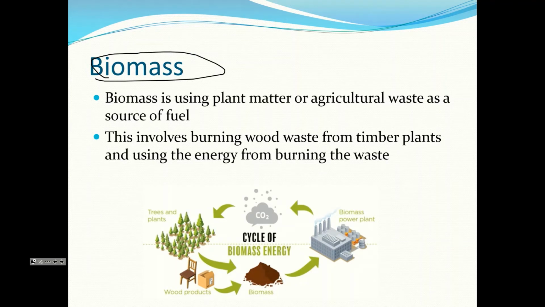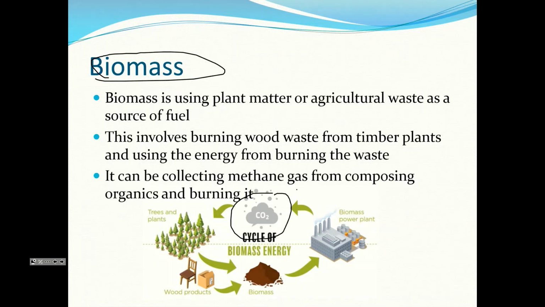So here you can see in the picture that you have trees, you make wood products, and then you have leftover scraps. You use that to power your plant, and then the CO2 goes back into the trees and plants, so it looks like it's completely green. It still creates CO2, which is bad, but at least you're burning garbage that would just decompose anyway, so that's good. It can also be collecting methane gas from composting organics and burning it as well, right?